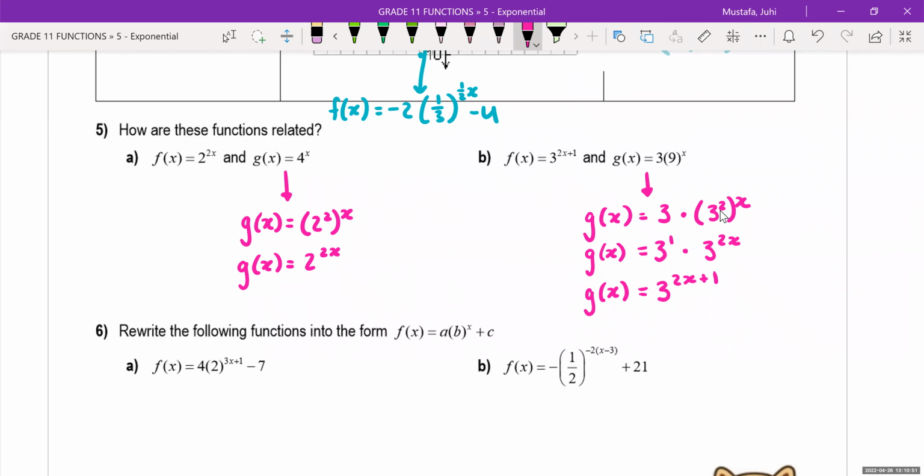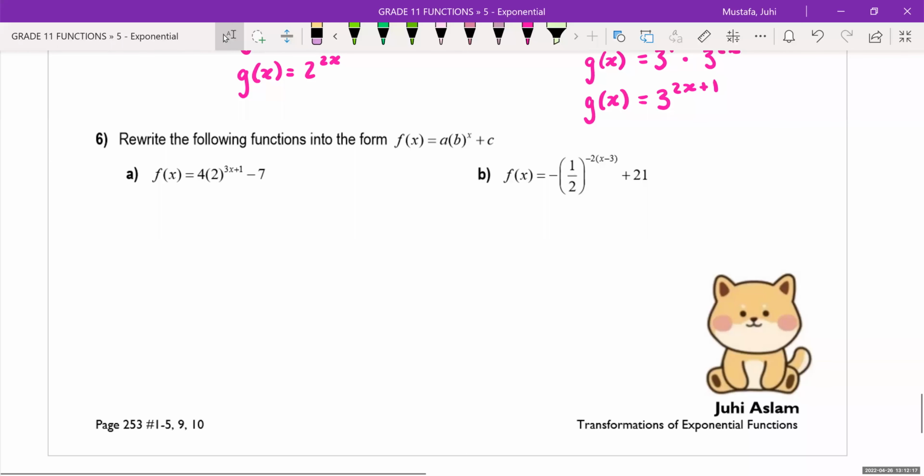So if I gave you a question like this and I would say, how are they related? You're basically trying to change one of them to look like the other one. This question, question number 6, is saying, rewrite the following functions in the form f of x is equal to a bracket b to the power of x plus c. So basically, they want you to rewrite this so that you only have one base to the power of x. You want to kind of get rid of all the stuff in the exponent.